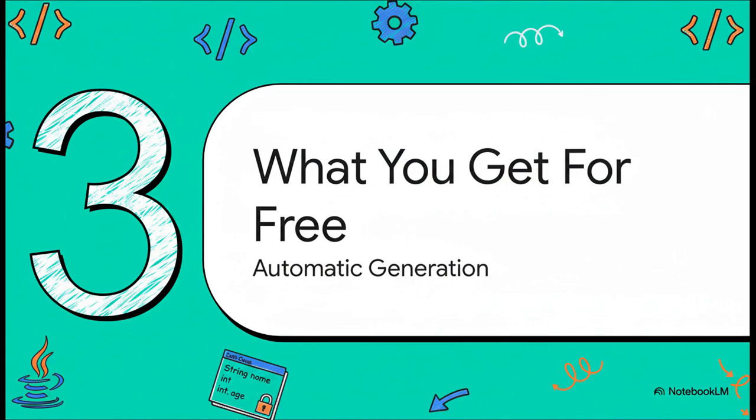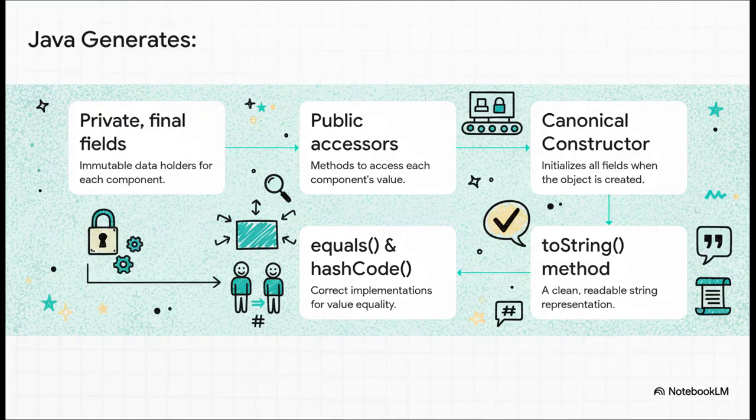Well, the Java compiler just does it for you. It's amazing. When you write that one line, you get all this crucial stuff generated behind the scenes, totally for free. That one little line tells Java, hey, go ahead and generate all this for me. You get private final fields so the data is locked down, it can't be changed. You get public methods to access the data, you get a proper constructor, and maybe the best part, you get correct implementations of toString, equals, and hashCode. And we all know how easy it is to mess those up when you write them yourself.